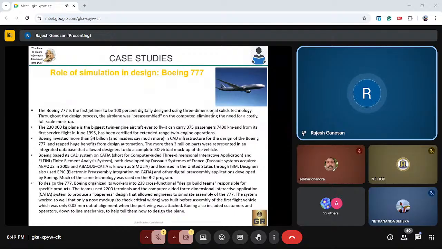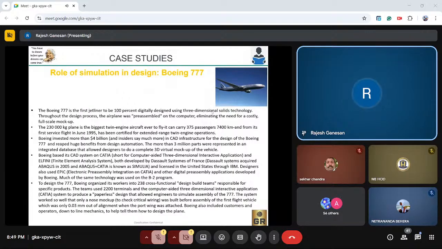Okay, now we will go to the case study: role of simulation in design. The Boeing 777 is the first jetliner to be 100% digitally designed using three-dimensional solid technology. This is the first airplane they designed using three-dimensional solid technology. Throughout the design process, the airplane was pre-assembled on the computer, eliminating the need for a costly full-scale mock-up.